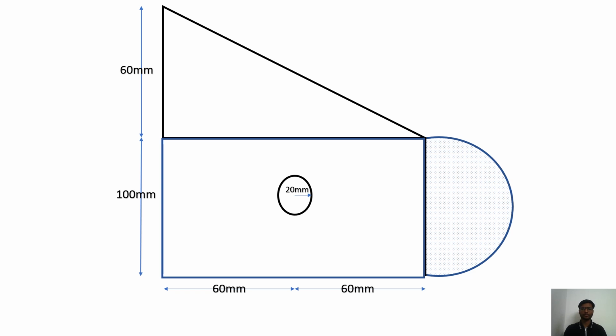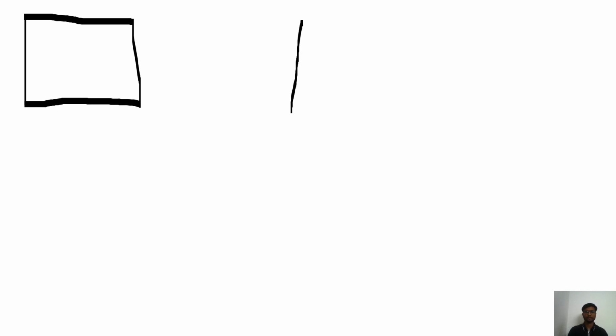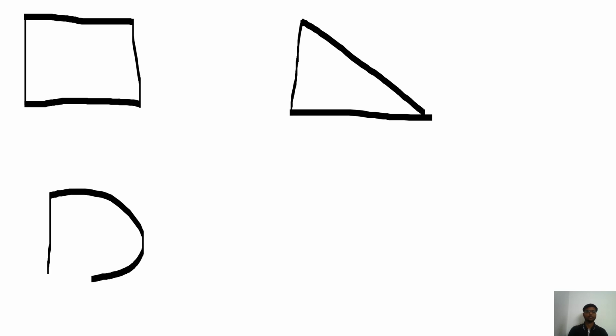Let us discuss this problem. This is the diagram which we are going to solve today. It is an unsymmetrical diagram. Now let us divide the given figure into different components. The first one is a rectangle, the second one is a triangle, the third one is a semicircle, and the fourth one is a circle.